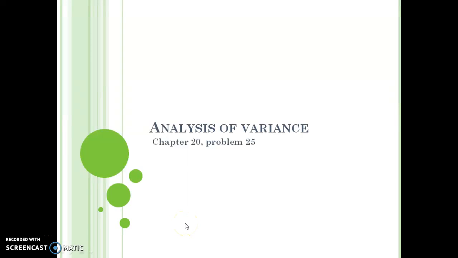Hi guys, this is Emily Smith, and today we will be dealing with the analysis of variance working on problem 25 of chapter 20. So the problem talks about different cars with different cylinders and how fuel efficient they are based on their miles per gallon.